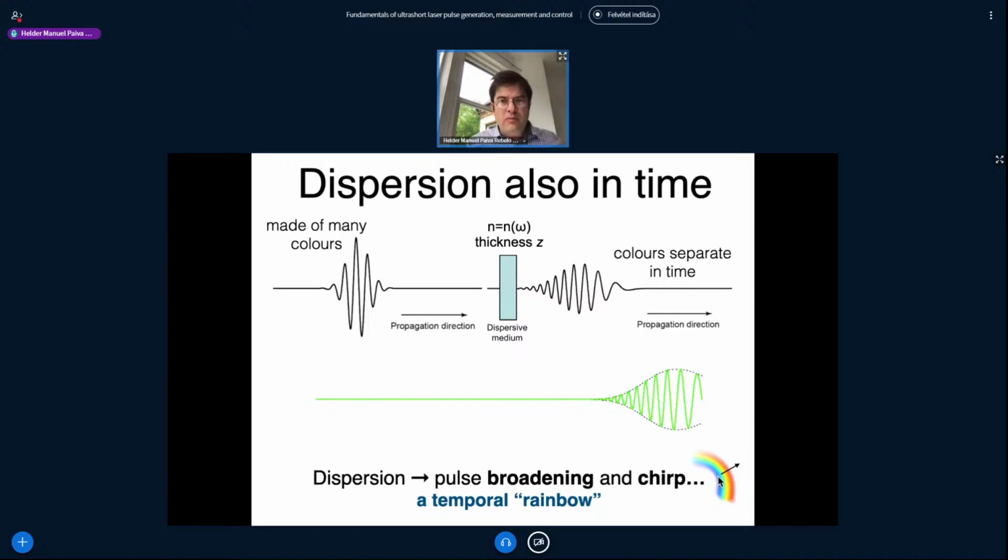So this is a bit of a problem, because if you have a pulse generated from a femtosecond laser, and if you want to use it in an experiment, for instance, by focusing it with a lens or with a microscope objective, those elements have dispersion. So the pulse will be spread in time.